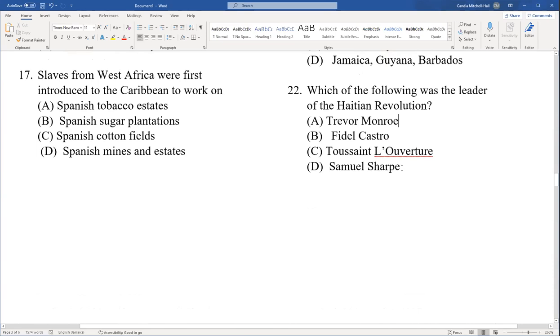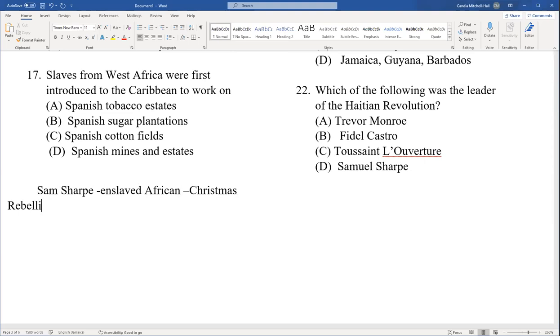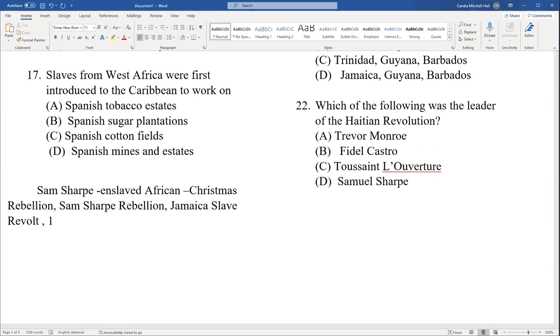There's one thing I need to point out here, ladies, that I've seen is a common mistake right throughout the paper, especially paper 2: Sam Sharp, or Samuel Sharp, was also an enslaved African. The revolt or rebellion is also called the Christmas Rebellion, or they call it the Sam Sharp Rebellion or the Jamaica slave revolt of 1831.